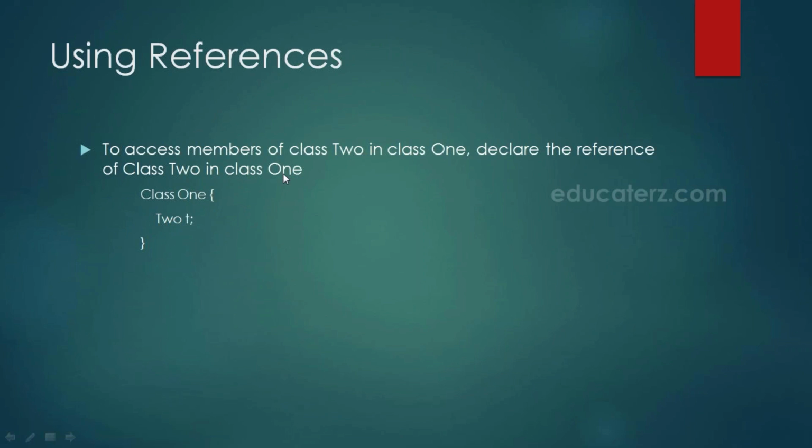To access members of class 2 in class 1, we should declare the reference of class 2 in class 1 as something like this. In class 1, we need to declare class 2's reference as an instance variable. So let's see this with an example.